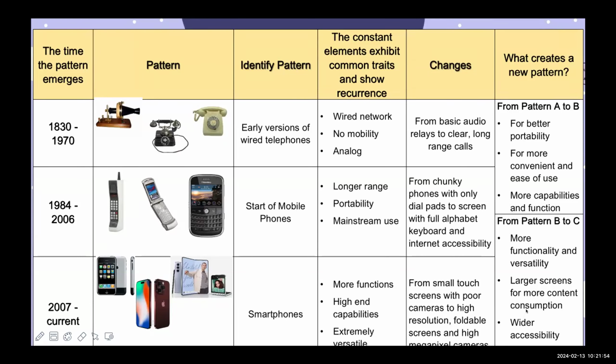And the last pattern is basically smartphones with larger and larger touch screens with better and better cameras, and also being used for several tasks, not just phone calling and emailing, but now we play games, we watch social media, TikToks, so basically everything. So yeah, that's about it for my presentation, and thank you.